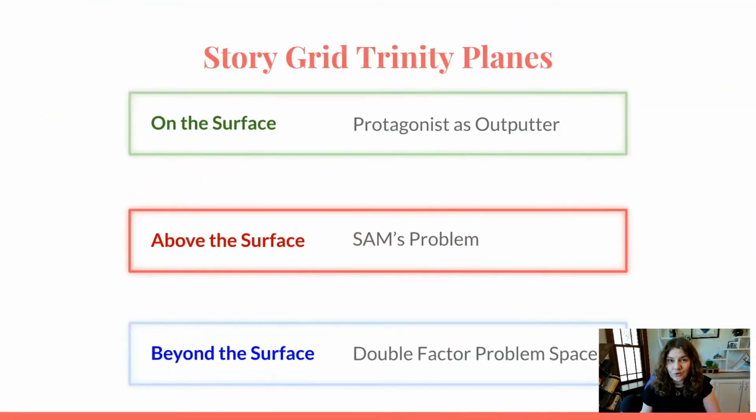So in pursuit of that goal, we've gone over 3 tools. We have the protagonist as outputter. That's our on-the-surface concrete tool that helps our reader to connect to our protagonist and care what happens to them.